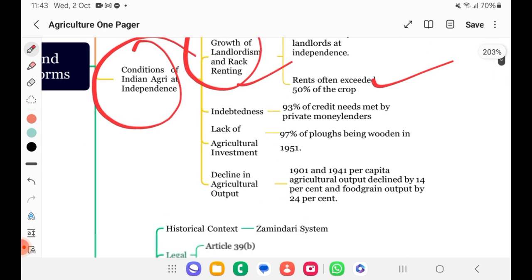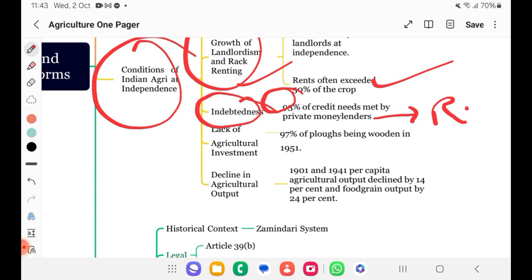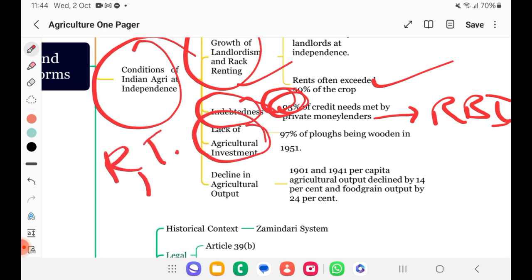Then we have indebtedness. So 93% of credit needs met by private money lenders. It was reported by RBI. Okay. So approximately 93% credit was taken from private lenders. Okay, that pushed them into indebtedness. Okay. Then lack of agricultural investment, because they are already paying high rent, high tax, and then they are in the debt cycle. How can they invest into the agricultural land?